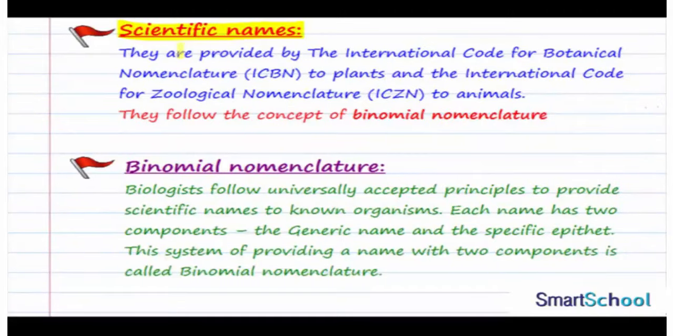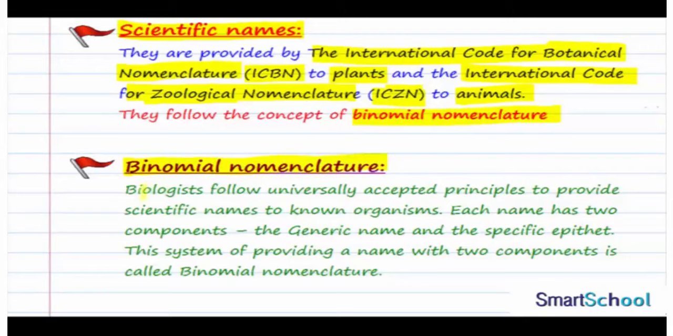Now the scientific names. They are provided by the International Code for Botanical Nomenclature, that is ICBN, to the plants, and the International Code for Zoological Nomenclature, that is ICZN, to animals. And they follow the concept of binomial nomenclature. So there's something called the scientific name of an organism, and it is provided by ICBN to plants, botanical referring to plants, and ICZN, zoological referring to animals. And the scientific names strictly follow the concept of binomial nomenclature, about which we'll study now.